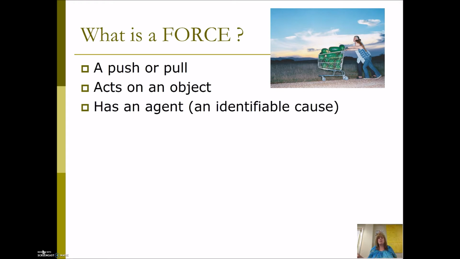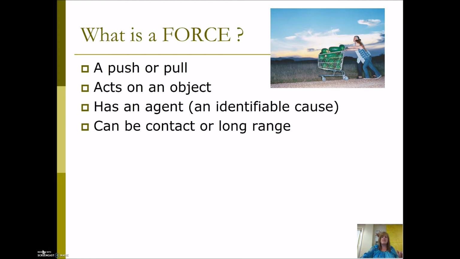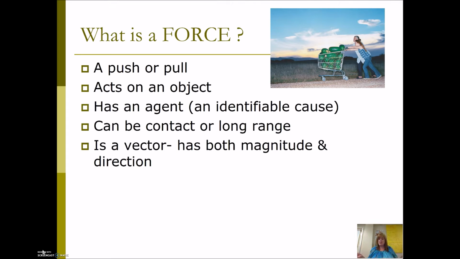Now, all forces have an agent, something that causes the force. Right? There are no mystery forces that occur out of nowhere. There's always something that has to cause the force, which means we can identify it. Now, there are two types, contact or long range, and I'm going to talk in more detail about that on the next slide. Force is a vector, which means it has both magnitude and direction.